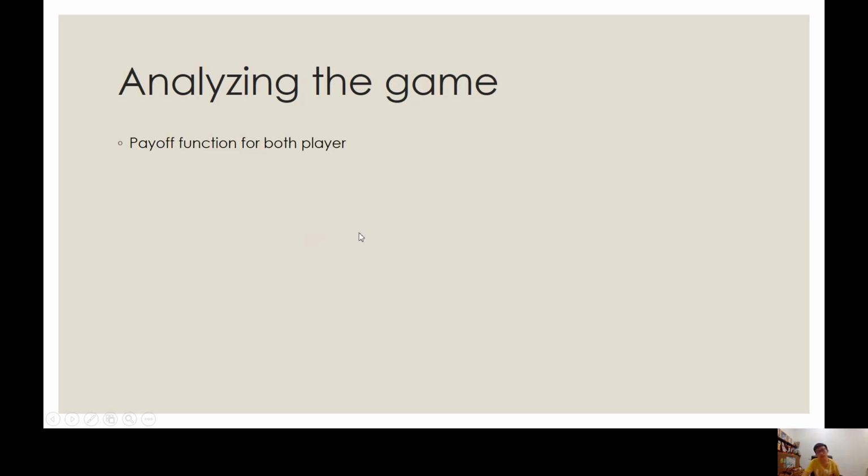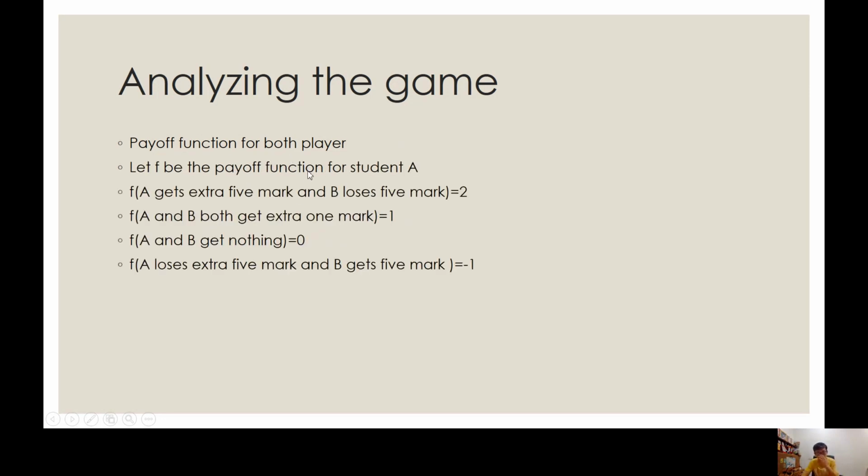Next, let us create a payoff function for both players. Let's start from player A. Let F be the payoff function for student A. If A gets an extra 5 marks, he gets the highest payoff, which is 2. If A gets an extra 1 mark, he gets 1 point. If A gets nothing, he gets 0 points. If A loses 5 marks, he gets negative 1 point.